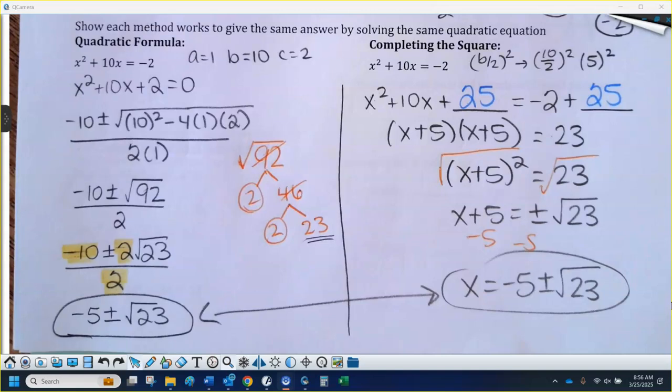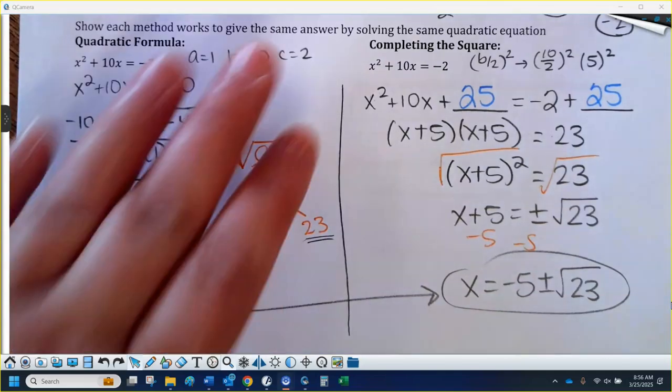In that case, for me personally, I'd probably argue completing the square is maybe a little bit faster because I don't have to simplify the radical or anything like that. But it just kind of depends on the question, what you're more comfortable with. So if you want to try to complete the square, if you like the quadratic formula, you can use either one. But you get the same answer. Is anybody having a question?